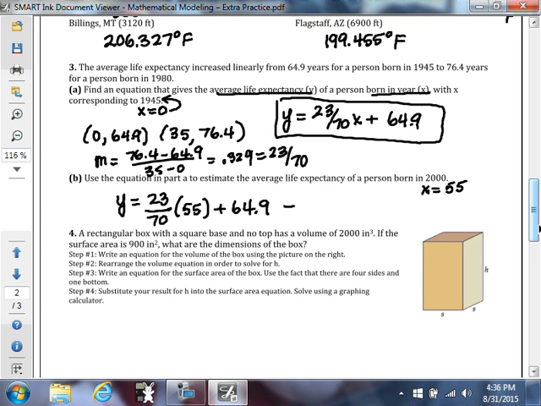All right, so when we do that, we get 82.971, so about 83 years old. All right, so number 4.